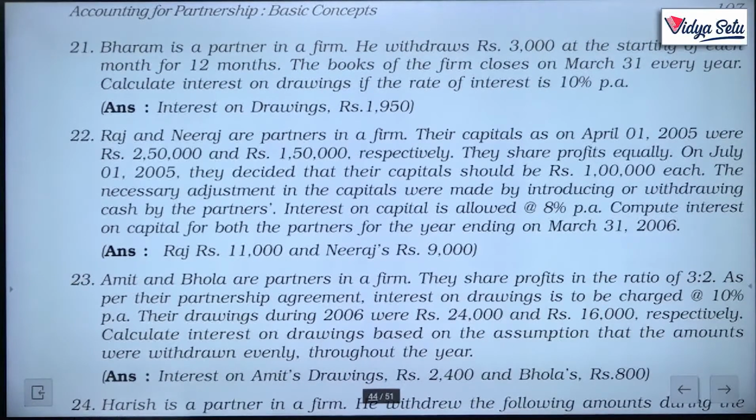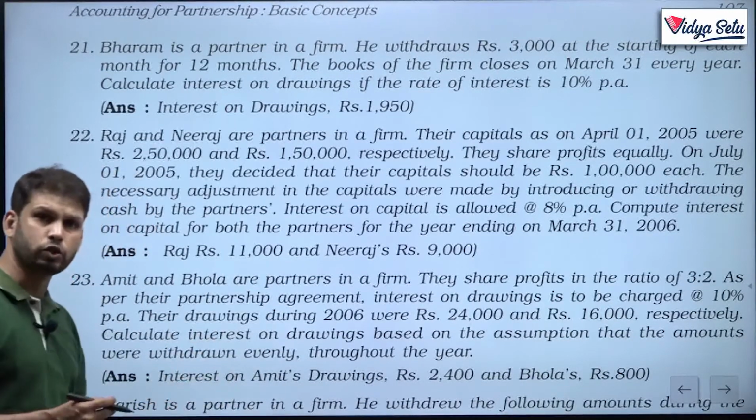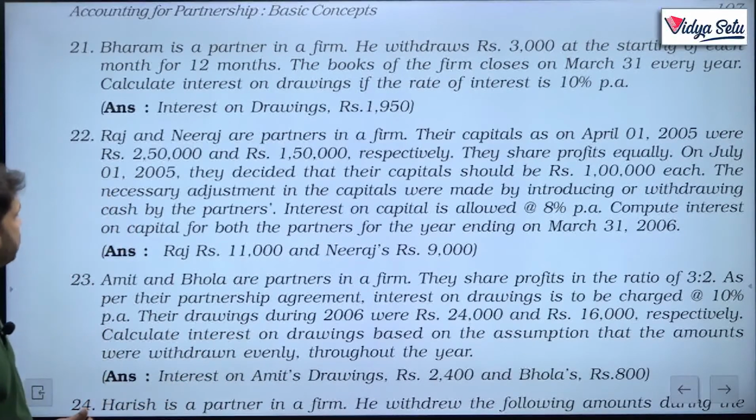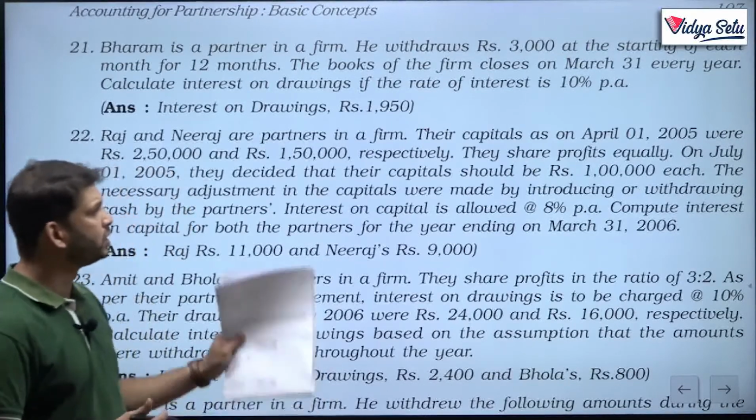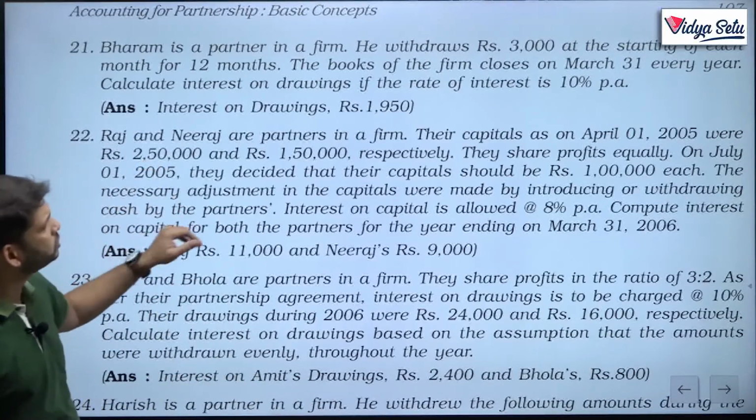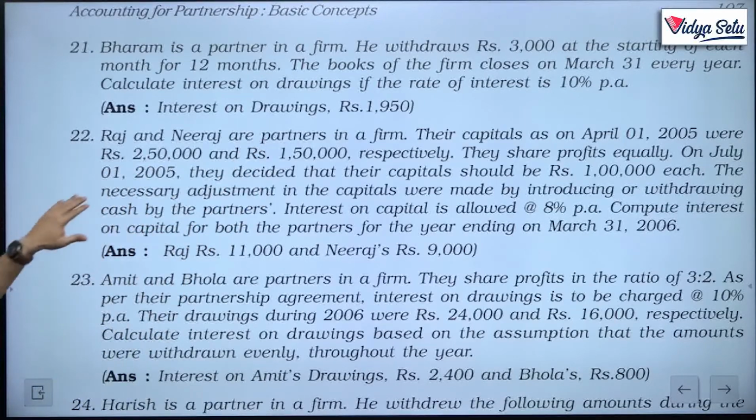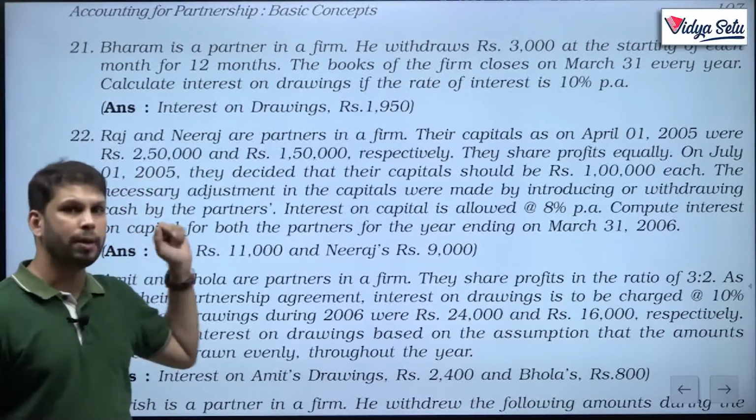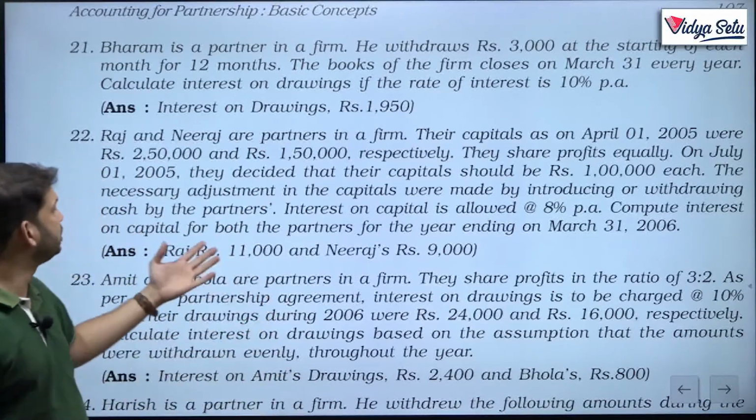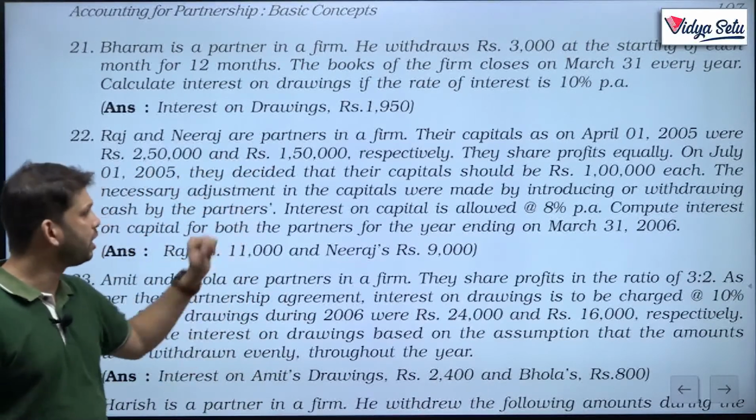Raj and Neeraj are partners in a firm. Their capitals as on April 1, 2005 were rupees 2,50,000 and 1,50,000 respectively. They share profits equally, so PSR is 1:1. On July 1, 2005, they decided that their capital should be rupees 1 lakh. So, Raj will have to decrease his capital by 1,50,000, and Neeraj needs to decrease it by 50,000. They decided this on July 1. So, April, May, June, these 3 months we will give the interest at the old capital, and for the rest we will give the interest at 1 lakh.